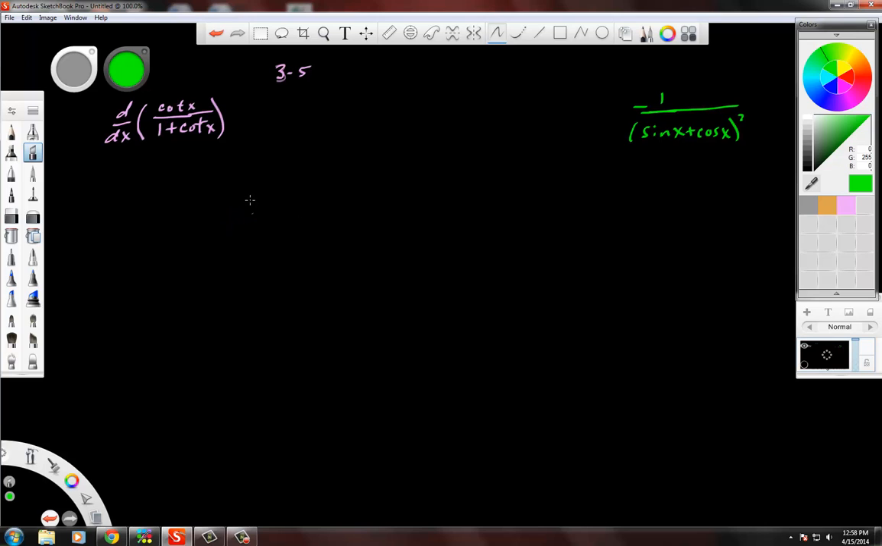Okay, so this is going to be a quotient rule problem. Make sure I'm looking at the right one. Yeah, and we're going to make a big parenthesis here and do low d high and high d low and all that stuff. So this is going to be 1 plus cotangent of x, and then the derivative of the top. The derivative of the cotangent is negative cosecant squared of x, like that.